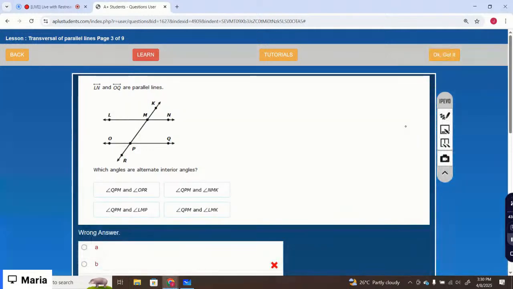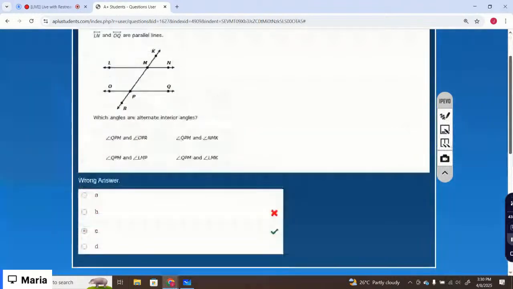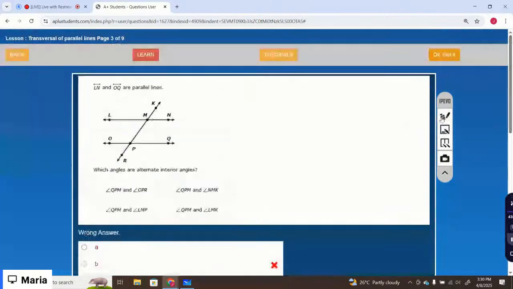Not B. Okay, C is the option. C is Q, P, M, and L, M, K. Okay, option number C is the correct option.